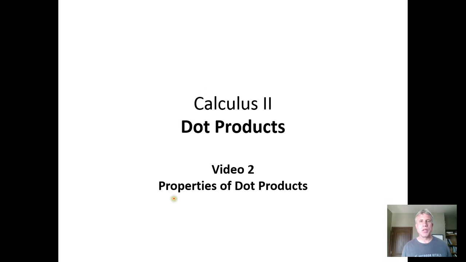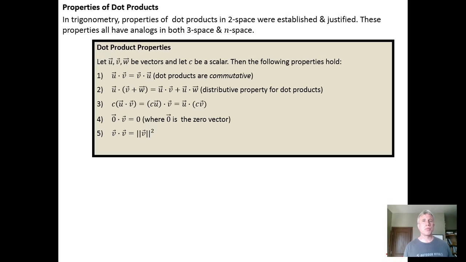So in this video we're going to introduce properties of dot products. We're going to have 5 main properties that we define for dot products. We say let u, v, and w be vectors in Rn, so it could be in R2, R3, Rn, and let c be a scalar. Remember, if c is a scalar, that just means that c is a real number from the real number line. And so we're going to identify 5 different properties.